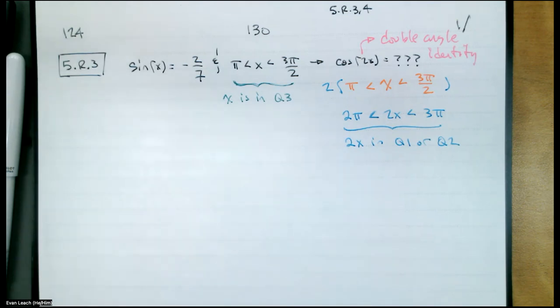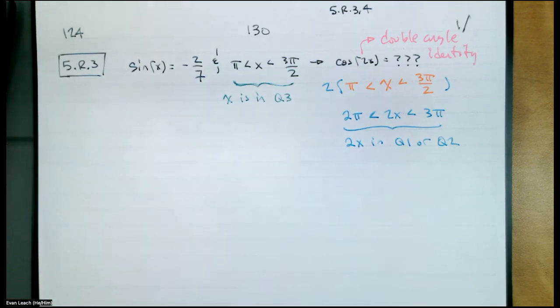When you see that expression, x is between pi and 3 pi over 2, you're given information about where x is located. It makes sense. X is in quadrant 3, so sine of x is negative. Makes sense. All right.